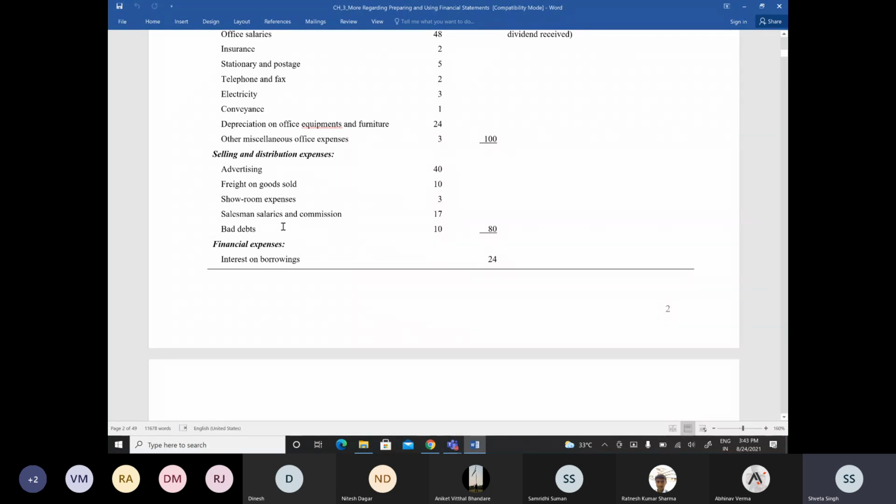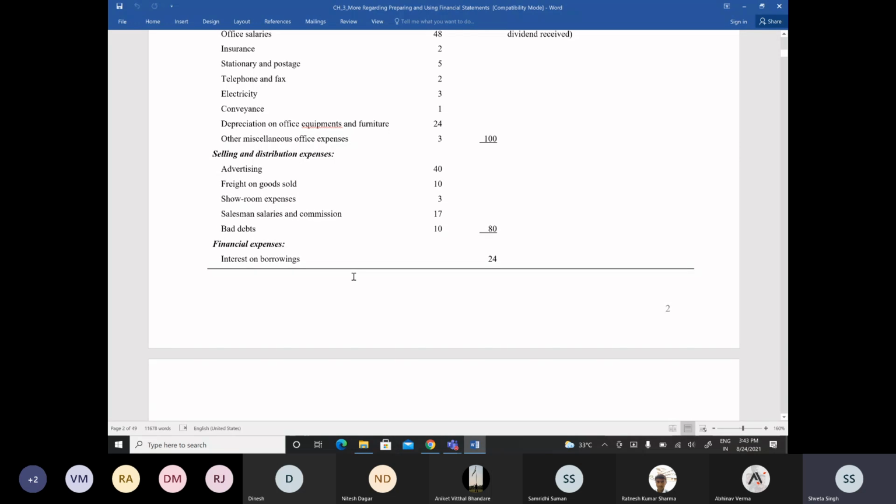These bad debts are basically all the debtors, the customers that you had sold products to and who have not paid you, who have said that sorry, we have become bankrupt, or they have died, or they have run away, or they have become insolvent. So that is also treated as a loss. So that is also shown.